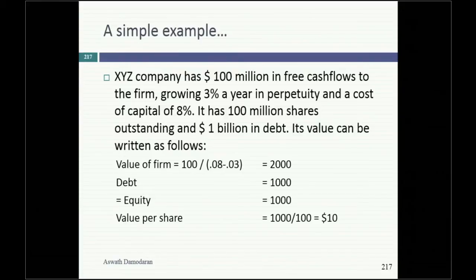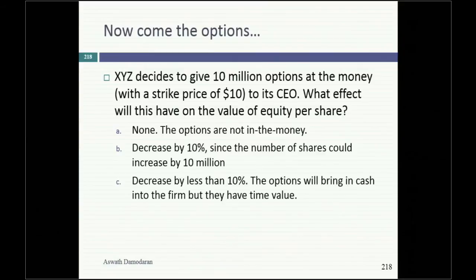We're done. Now let's assume this company, the instant after you finish your valuation, decides to give 10 million options with a strike price of 10. See why I picked the strike price of 10? The value per share is 10, so it's an at-the-money option. It's given 10 million options to its CEO. You're the old stockholders. Remember the value that I got was $10? I've now thrown in this new issue. And my question is purely about the effect it'll have on your estimated value per share.